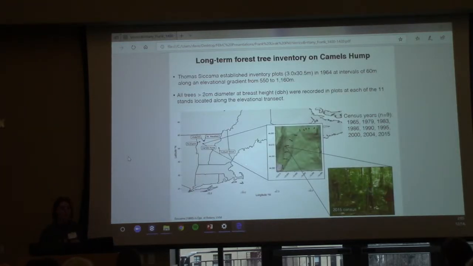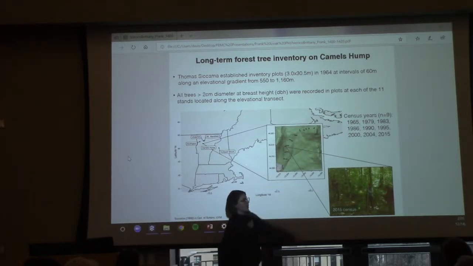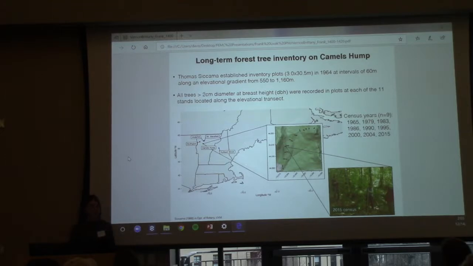One of the most influential data sets documenting this change in the ecotone as well as shifts in individual species is this monitoring study that was established on Camel's Hump. So in 1964, Thomas Sikkema established stands across the elevational gradient here in an area of Camel's Hump that had very minimal logging. And within each of these stands, he established 5 to 10 different inventory plots. And within each of these plots, all tree species greater than 2 centimeters diameter at breast height were recorded. And this was done for a total of 9 different census periods. The first one was in 1965, and the most recent was in 2015.